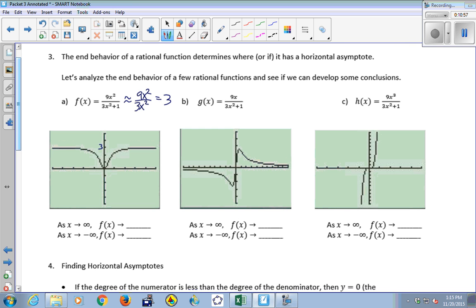Okay, so the way I write this with my end behavior notation is as x approaches infinity, f of x approaches 3. As x approaches negative infinity, f of x approaches 3.